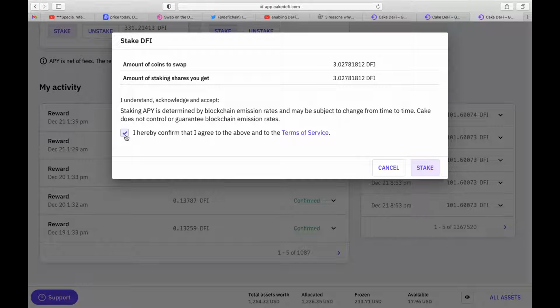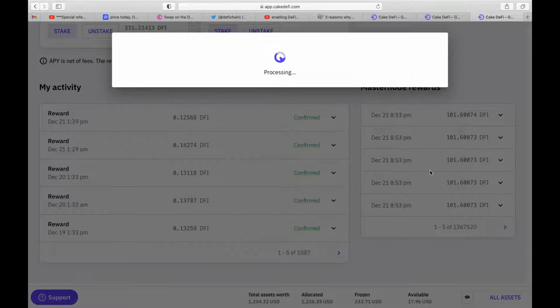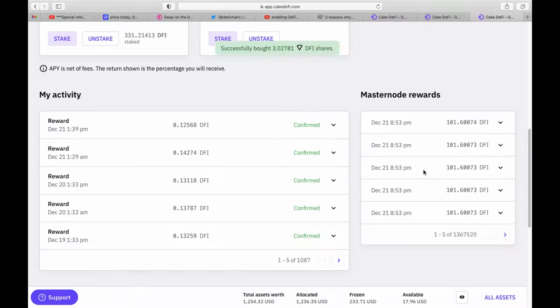But you can see there, staking APY is determined by the blockchain emission rates and may be subject to change from time to time. Cake does not control guaranteed blockchain emission rates. So that's something you've got to be wary of. But there you go, and I'll just stake it. Okay, so it's processing, job done.